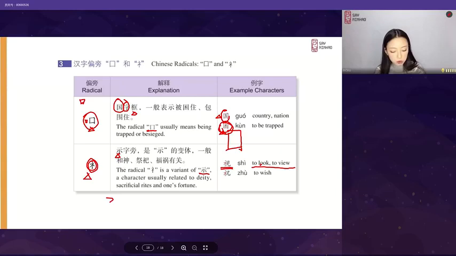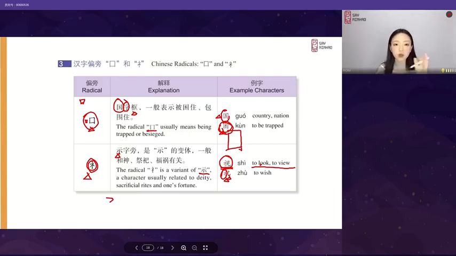Please pay attention to this word. We might come across it in the next lesson. Okay, 视, to look, to reveal. Next one is 祝, to wish. And in ancient time, this action, to wish something, is conducted by the witches. That's why we will have this 礻 radical aside it. Okay? These are the two radicals for today.